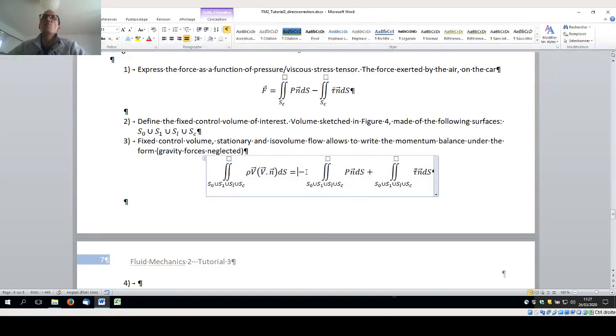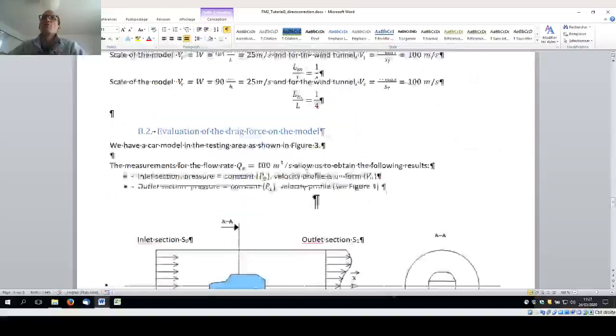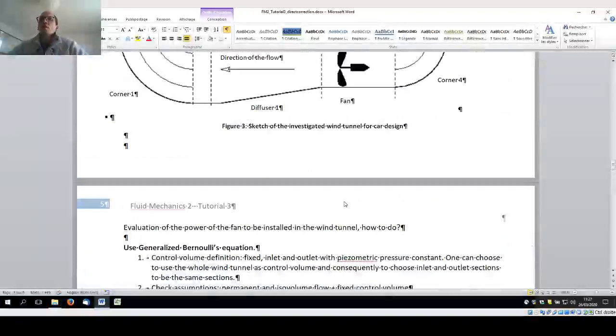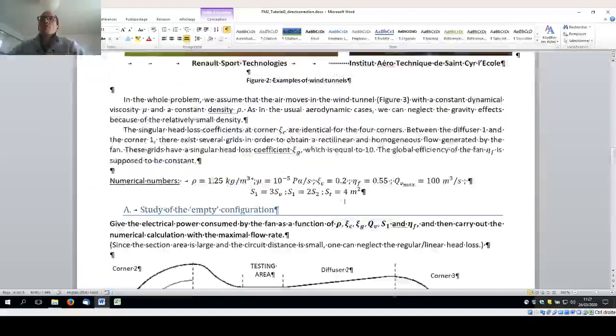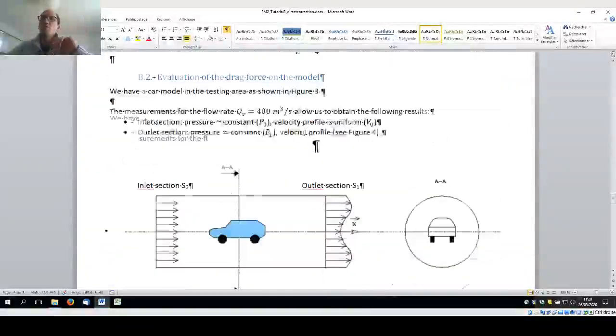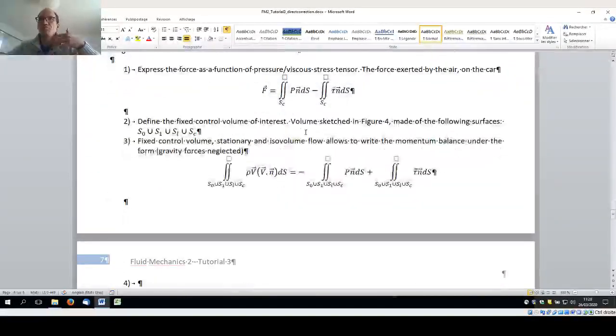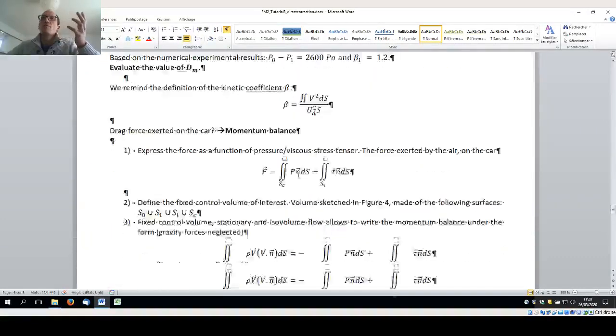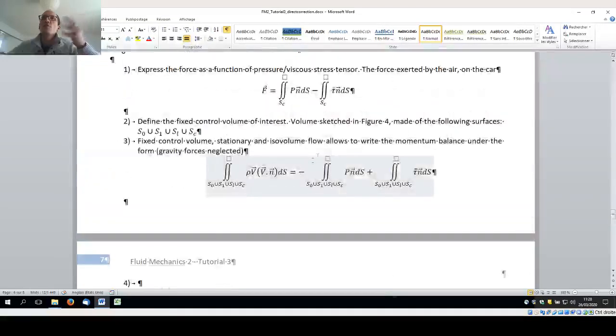So here, it is said at the beginning that we can neglect gravity effect. Since it's small density, the effect of gravity is usually far less important than the other effects. It will just add the weight of air inside the testing area, so it's very small.